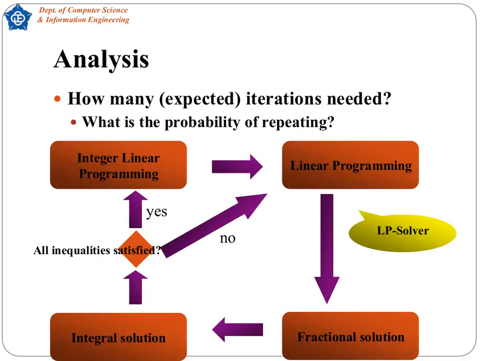If any constraints are violated, we feed that information back into the linear program, add new cuts or make adjustments, and resolve. Once every constraint checks out, we update our integer model and repeat the cycle. The 2 key questions we're raising here are, how many iterations will this loop take on average? And what's the chance we'll have to run it again at all?